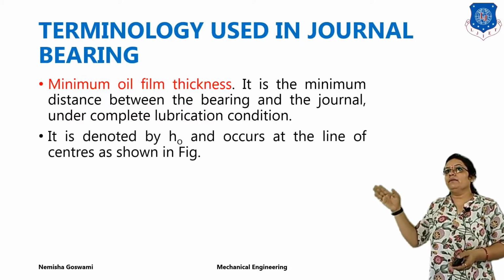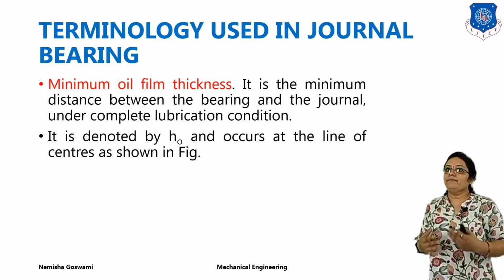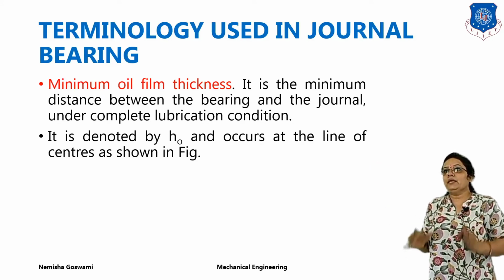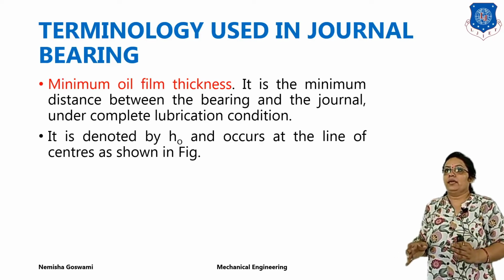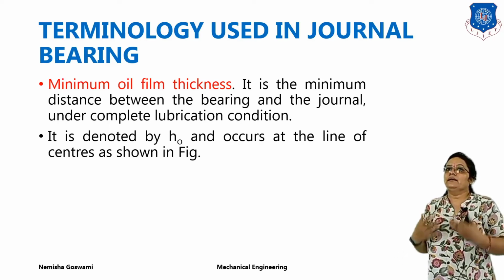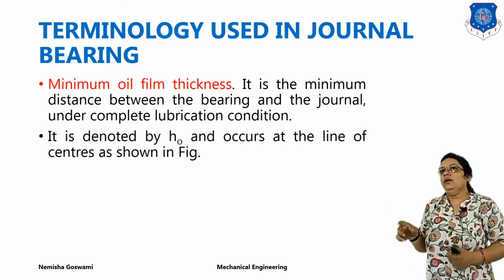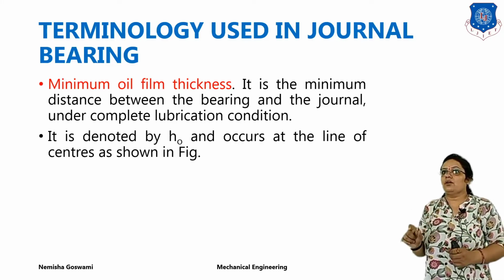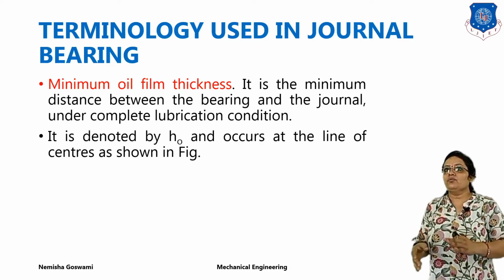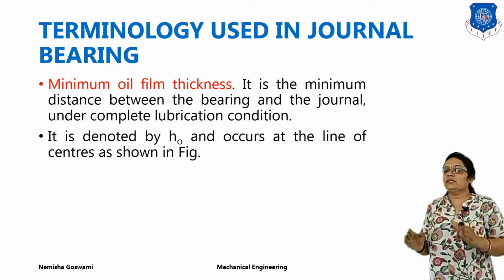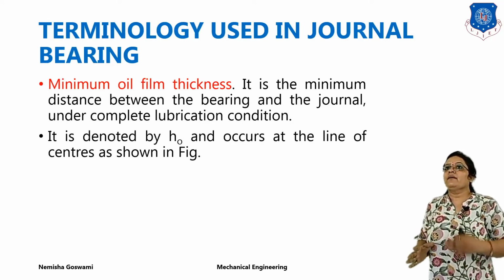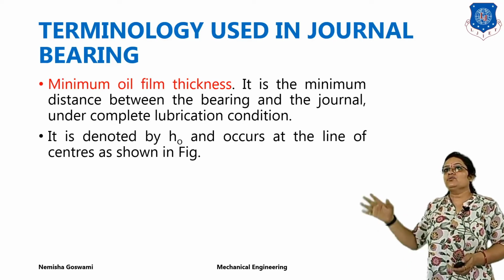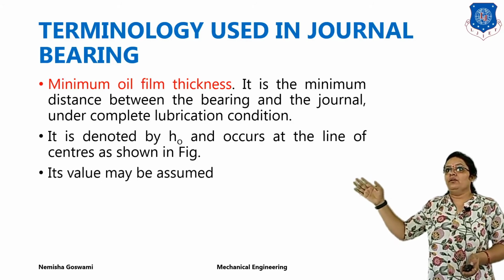Next is the minimum oil film thickness. It is the minimum distance between the bearing and journal under complete lubricated conditions. We use some lubricant between the shaft and the bearing, and this is the minimum thickness of lubricant between the journal and bearing when they are under complete lubricated condition. It is denoted by h0.